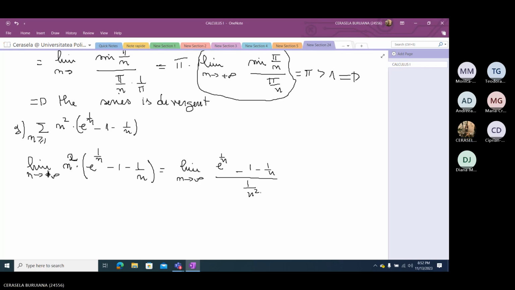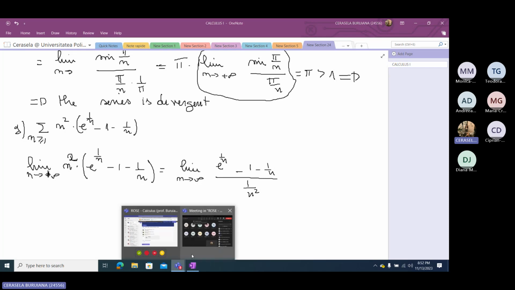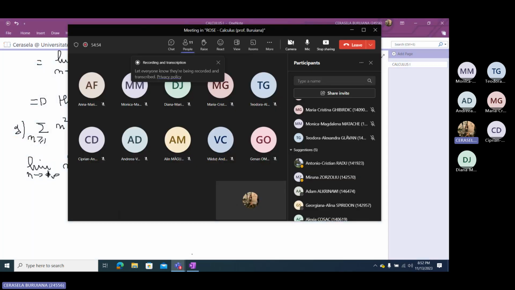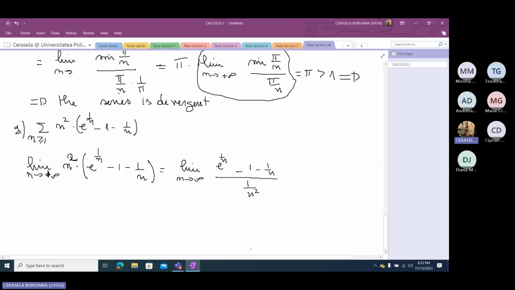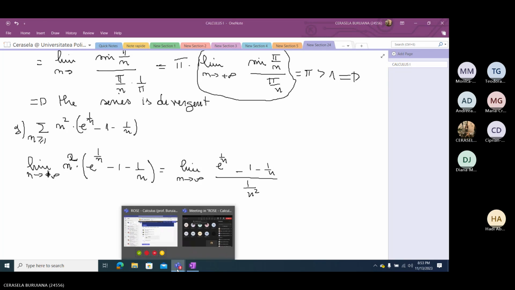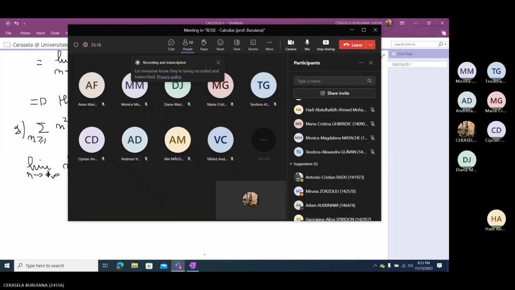So we will use the L'Hopital rule. Exactly, we use the L'Hopital theorem. But remember that you can't use the L'Hopital theorem for sequences. Okay, but what can I do? I think I told you, for those who have the seminar with me, that you can take a function with this and then apply the L'Hopital rule. Exactly, that's the idea. Good.